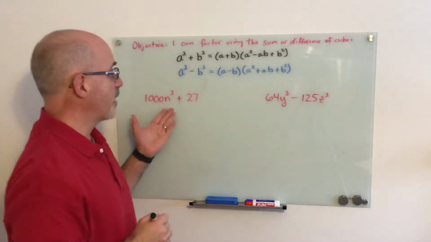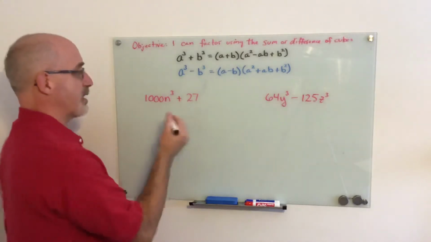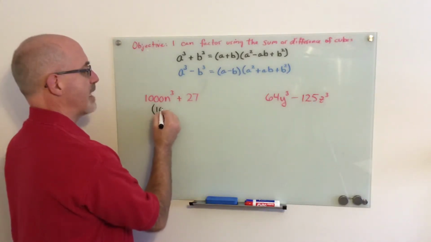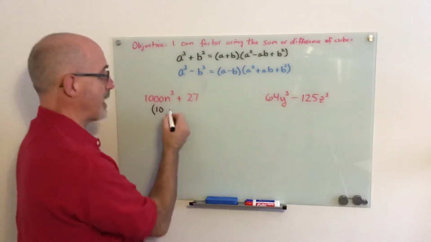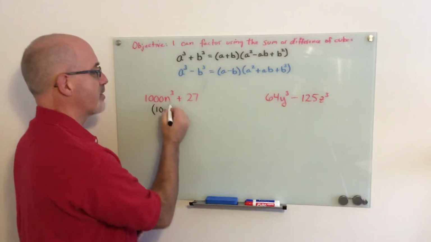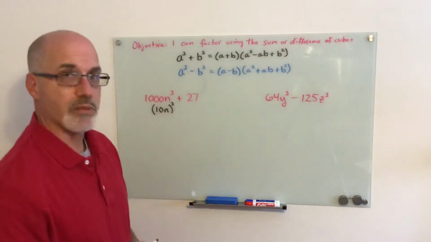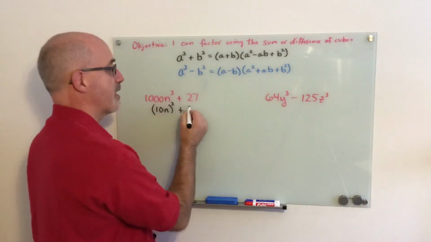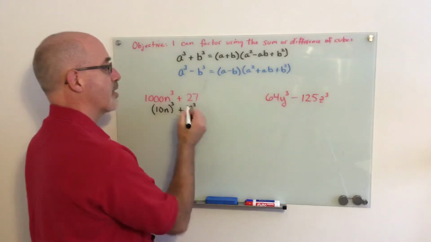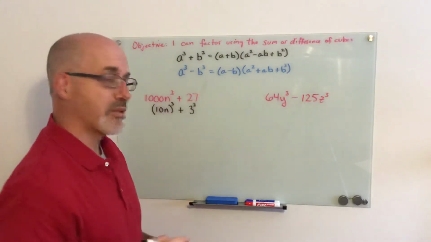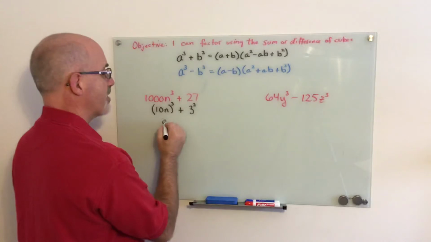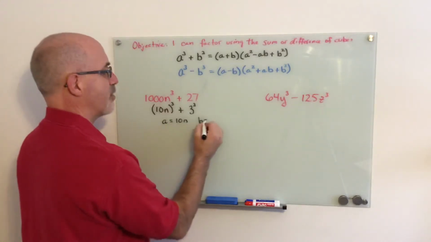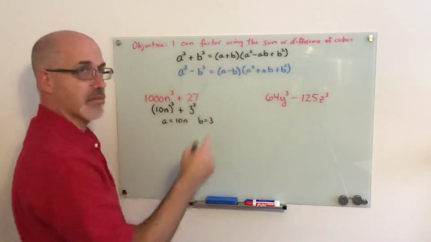So looking at one like this, what I think about here is what cube gives me 1,000? Well, that's going to be 10 cubed. And what cubed gives me n cubed? That's an n. So this is 10n cubed. And on this one, what cubed will give me the 27? That's a 3 cubed. So in this pattern up here, the a is equal to 10n, and the b is equal to 3.